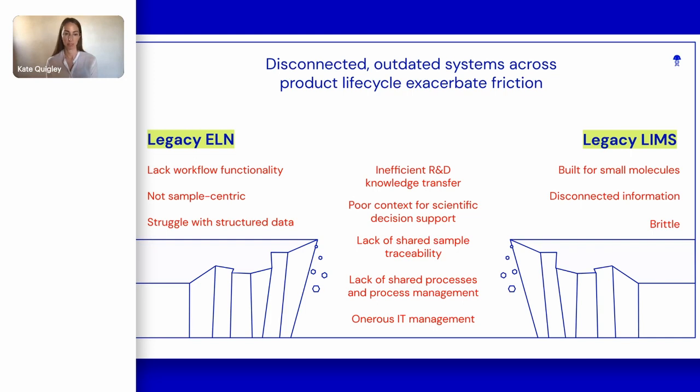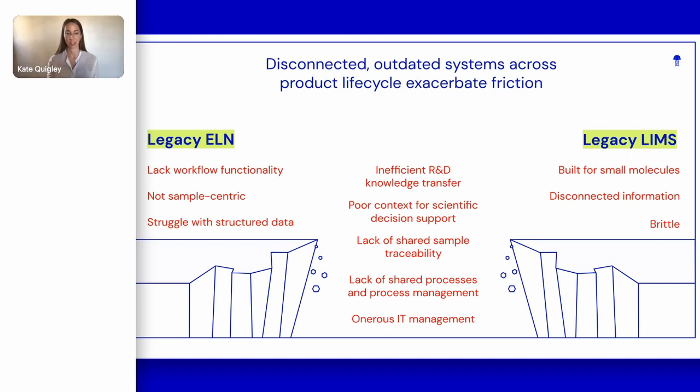Traditionally, ELNs have been built to support exploratory, hypothesis-driven experimentation, but they usually do not have process management functionality, aren't sample-centric, and are too flexible to capture the structured data required in development. On the other side, LIMS that are created to drive protocol-driven processes in development are typically too rigid to capture and manage the unstructured data found upstream.